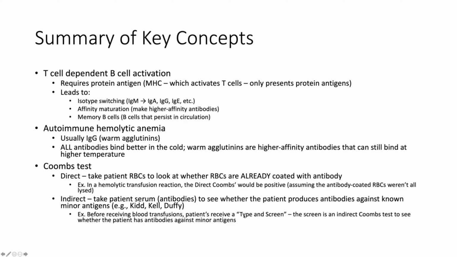So the classic one would be type and screen, right? Before you're going to give someone a transfusion of someone else's red blood cells, you want to see, do they have antibodies that could bind to those red blood cells? The other one would be Rh, to see for moms? Do they have Rh antibodies that could attack the baby?